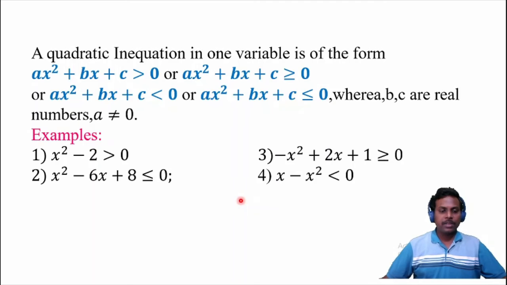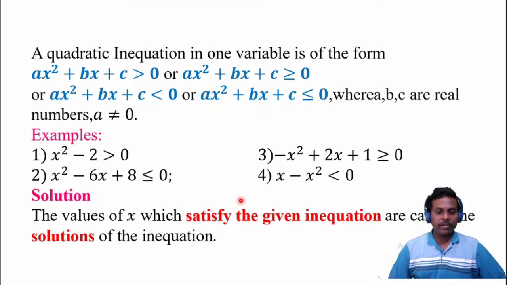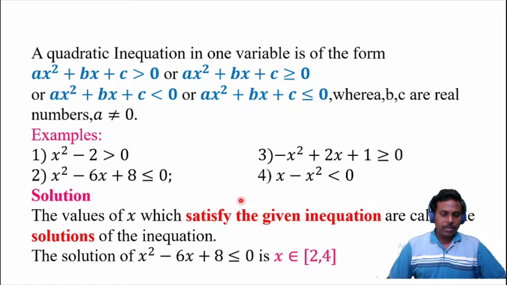Next comes the definition of the solution of a quadratic inequation. What is the solution actually? Those values of x satisfying the quadratic inequation are called the solutions of a quadratic inequation. Here is an example: x square minus 6x plus 8 less than or equal to 0. So for what values of x? Already we have seen these kinds of questions in the last exercise. Now let us try to answer it.